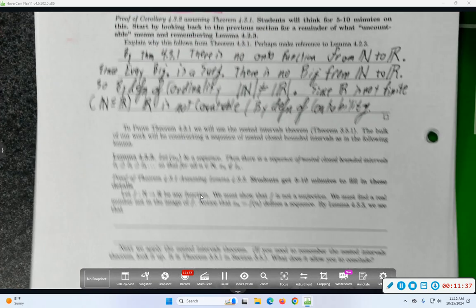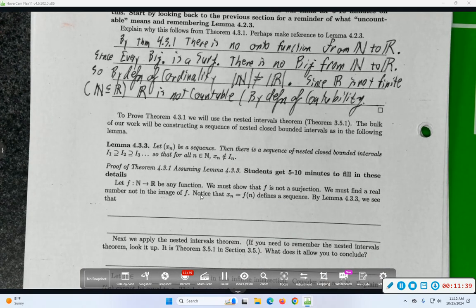And to do that, here is the lemma that we will use. And you know what? I'm going to pause for a moment. I want to put on the board the statement of the nested intervals theorem. Do you remember what the nested intervals theorem says? You have your notes on you though, right? Or just, do you remember?